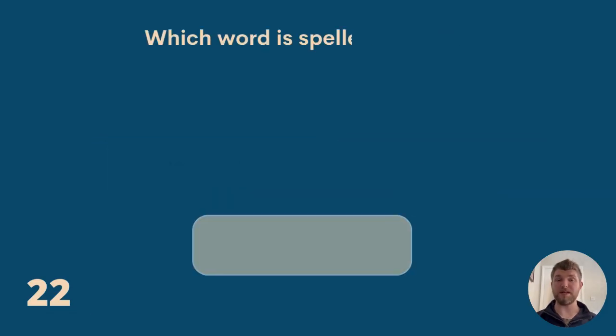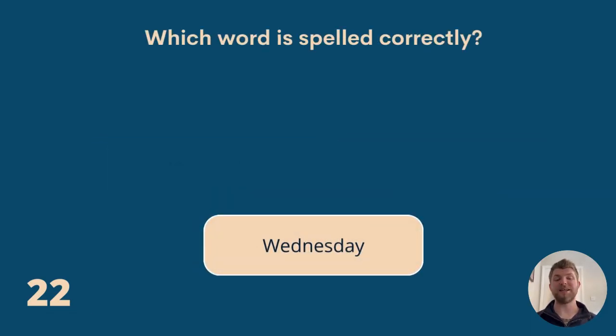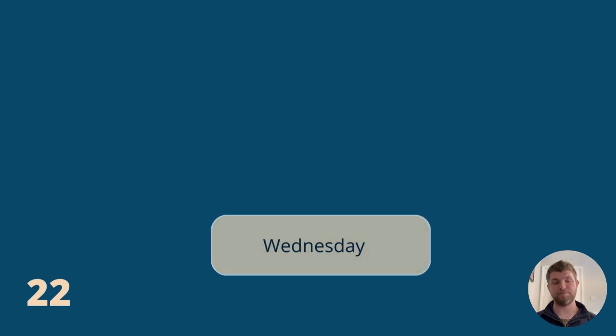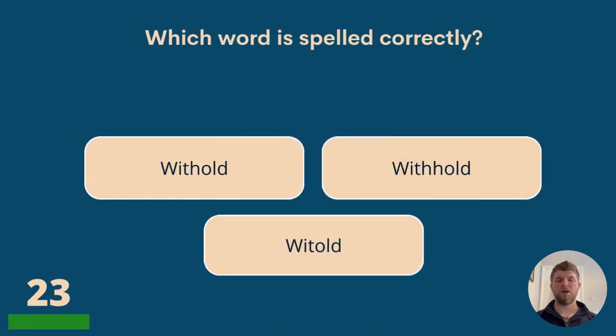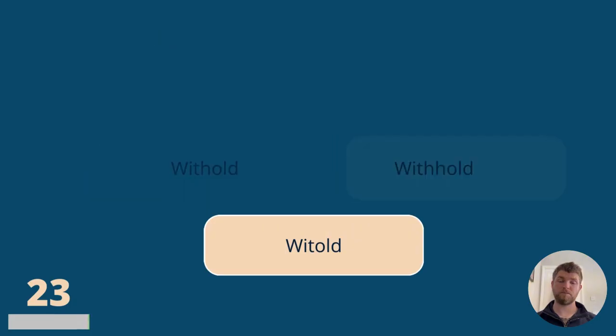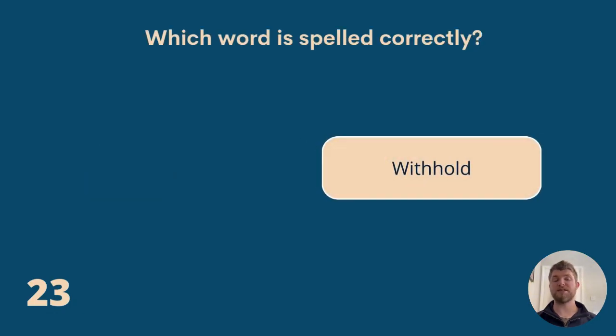What about Wednesday? How do you spell Wednesday? A lot of people remember it as Wednesday. It's WEDNESDAY. Withhold. If you were going to withhold information and you were writing that down, how would you spell withhold? The answer is WITHHOLD.